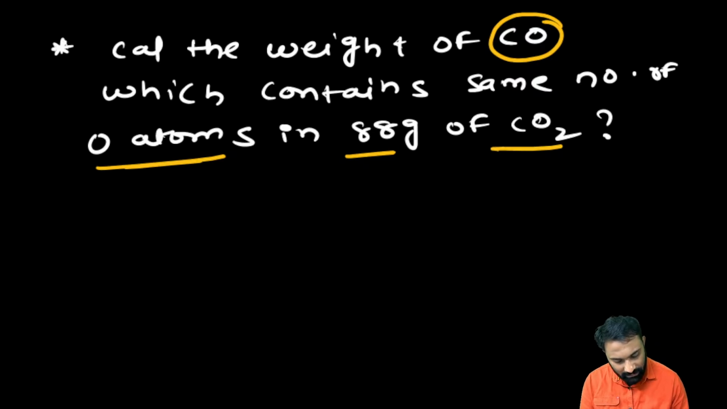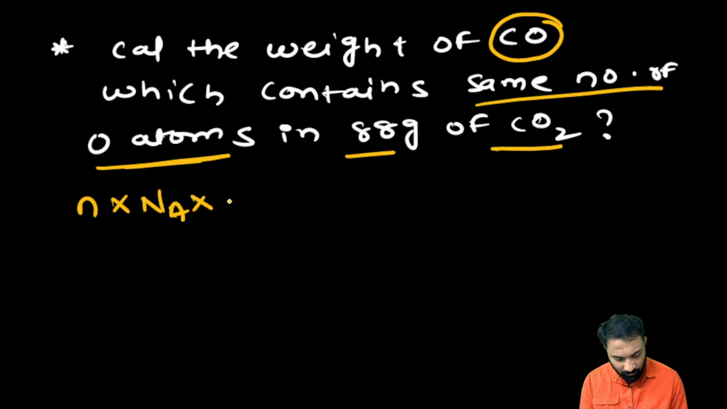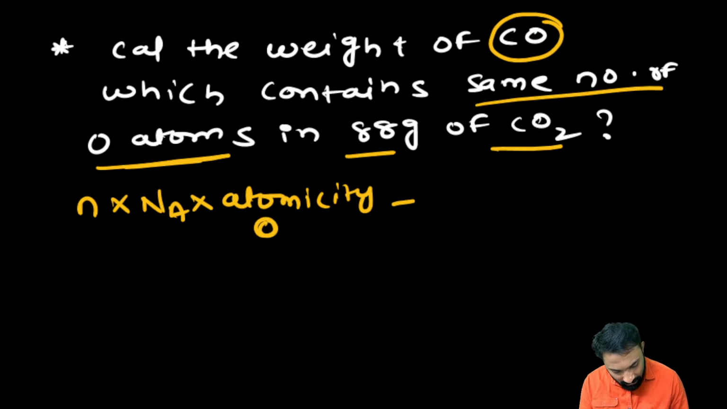So first, the number of atoms is asked, right? Same number of atoms. So write the atoms formula. What is the atoms formula? Number of moles into Avogadro number into atomicity of oxygen. He is asking the same number of atoms only, right? Same number of oxygen atoms in 88 grams of CO2.